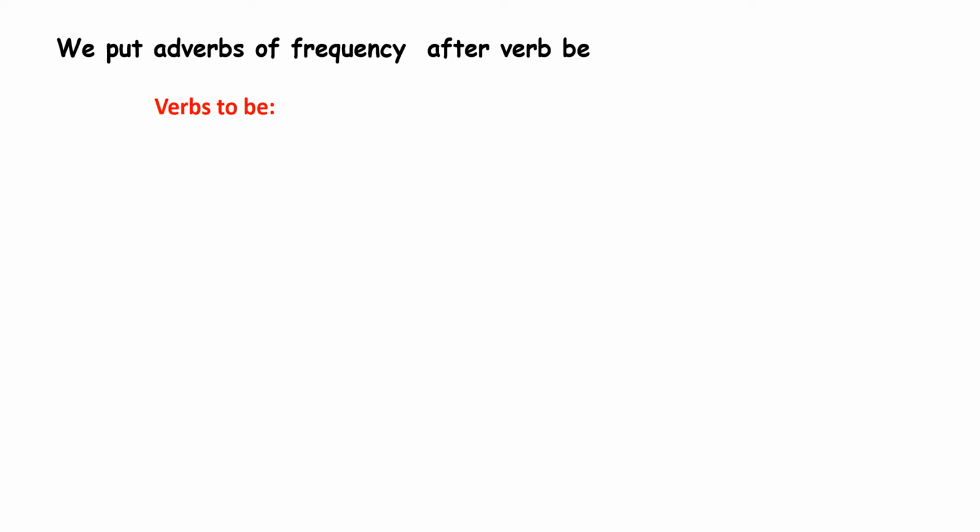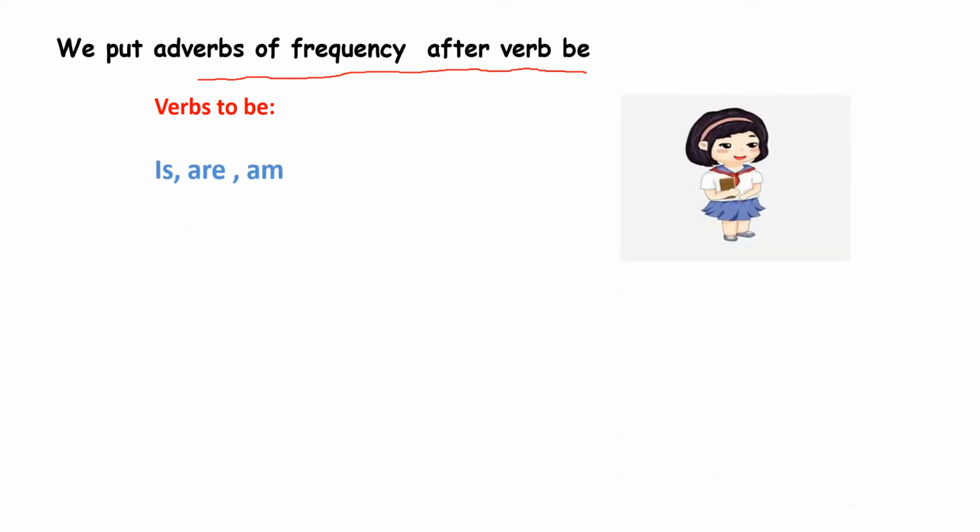Now, where will we put the adverbs of frequency in the sentence? We put adverbs of frequency after verb be. If we have verb be in the sentence, we will put adverbs of frequency after them. Verb to be are is, are, am. So we will put the adverbs of frequency after these verb to be.